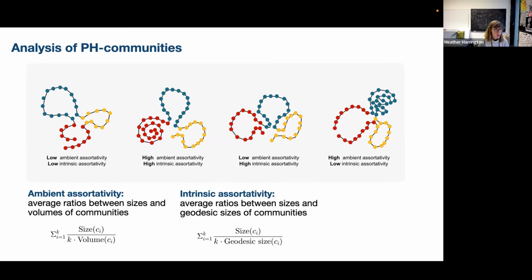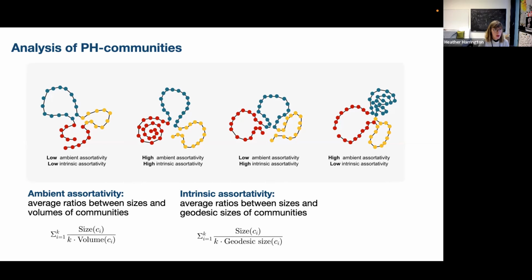And then with these measures, we looked at networks. In network science, there's this notion of assortativity, which is that nodes that are more similar to each other are assigned to the same community. You can see on the very left, we call it low ambient and low intrinsic assortativity. The way we compute this is looking at ratios between the size and volume of the communities. The community size is the numerator, and the denominator is the spatial volume. The intrinsic assortativity is the average ratio between the community size and the geodesic size of the communities. So we get some measure of high and low assortativity, how similar the vertices are that are assigned to the same community.